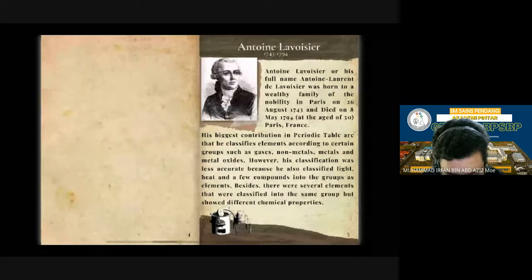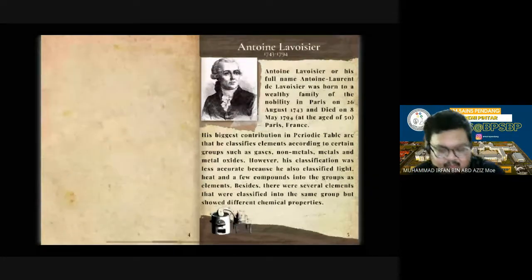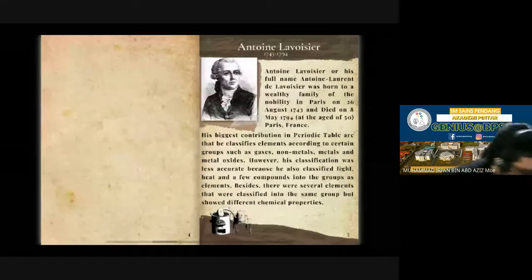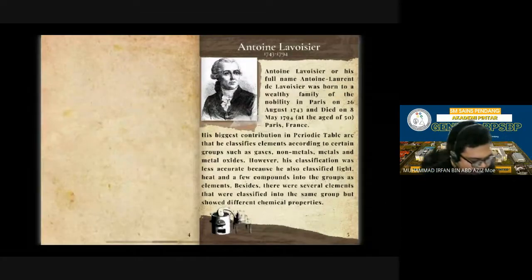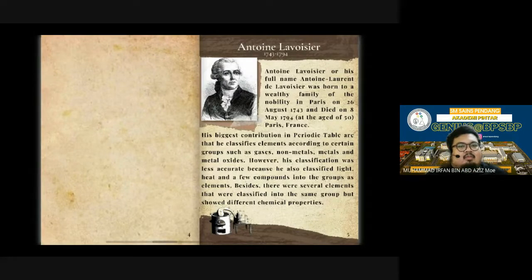His biggest contribution in the periodic table is that he classified elements according to certain groups such as gases, nonmetals, metals, and metal oxides. However, his classification was less accurate because he also classified light, heat, and a few compounds into the groups as elements. Besides, there were several elements that were classified into the same group but showed different chemical properties.